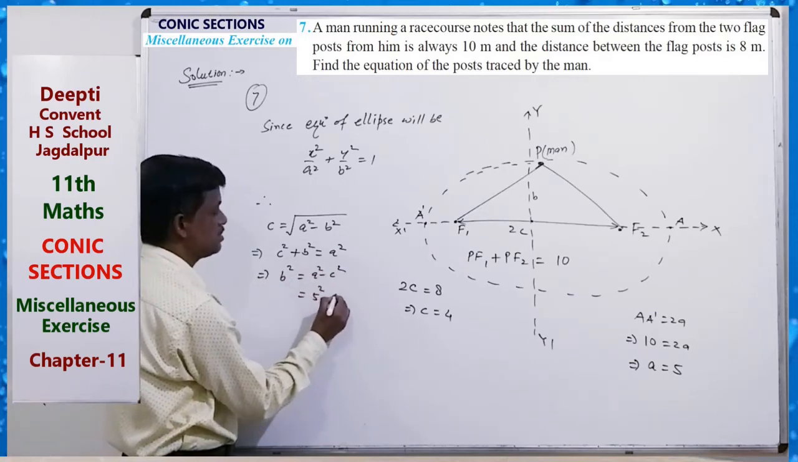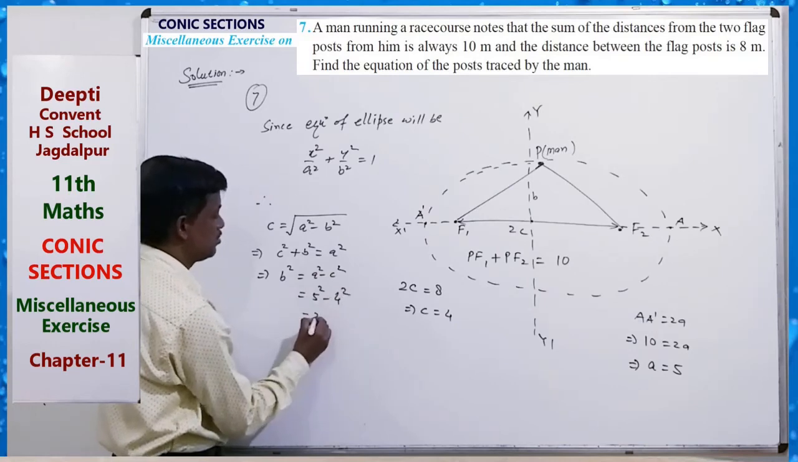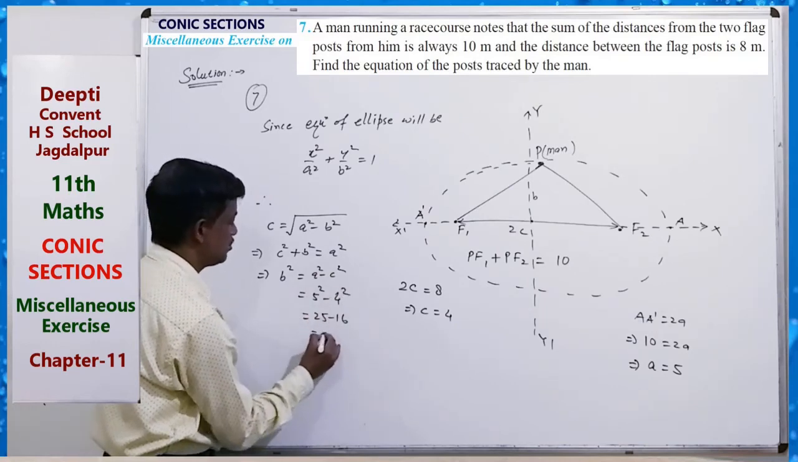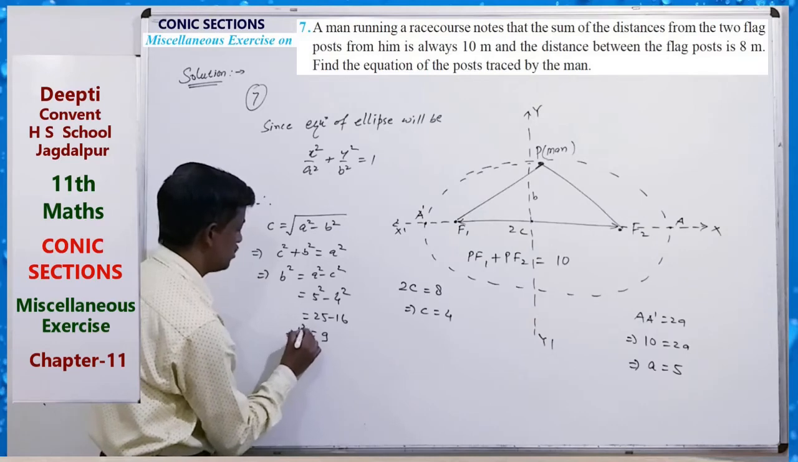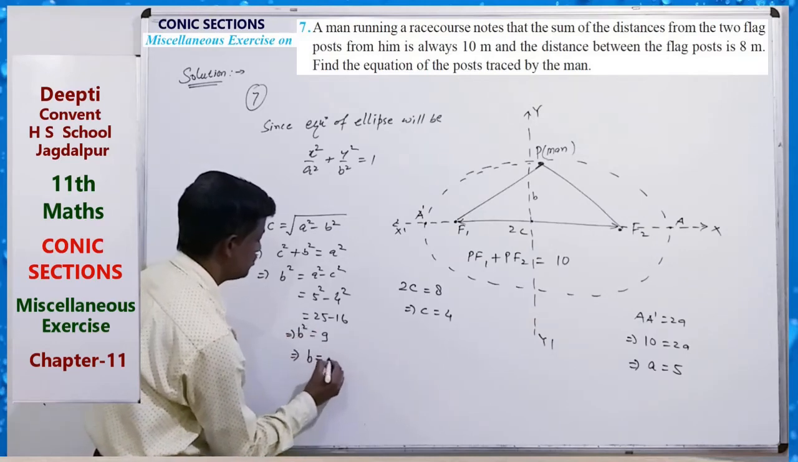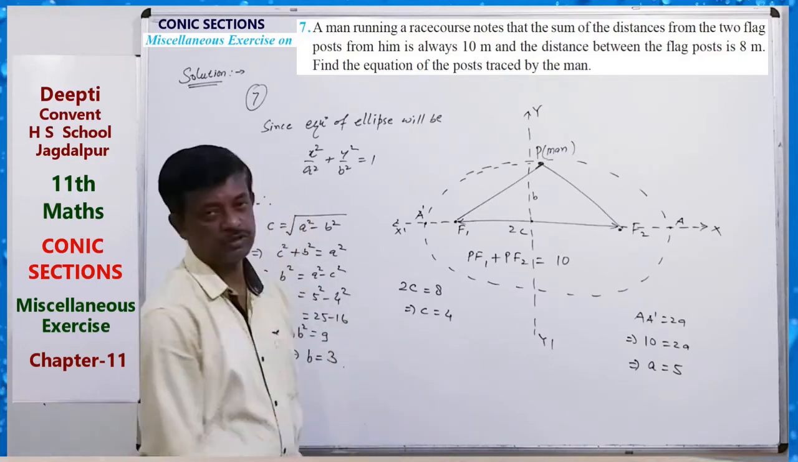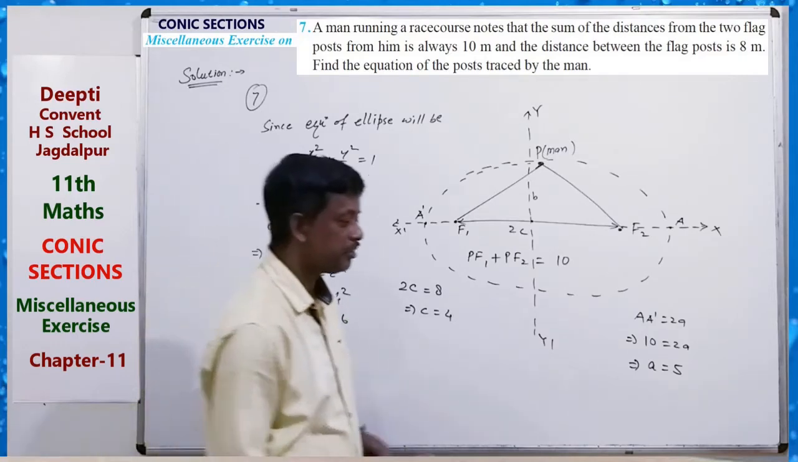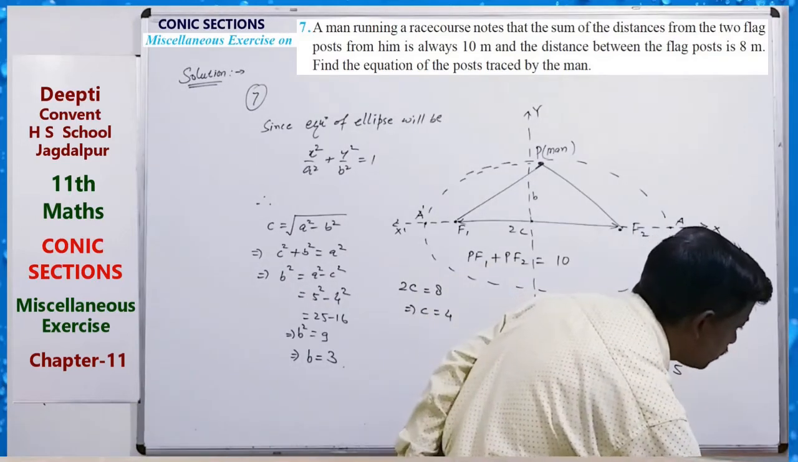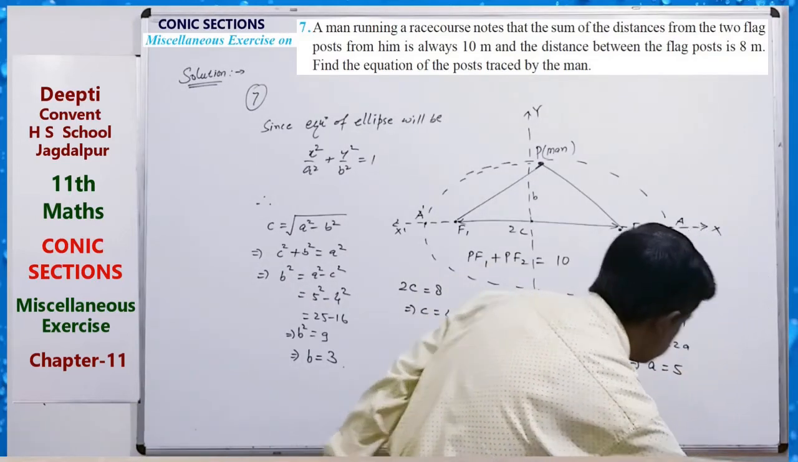5 square minus 4 square, 25 minus 16 equals 9. So b square equals 9, b equals 3. b equals 3. So what is the path of the man?